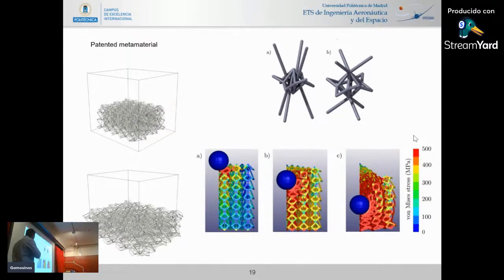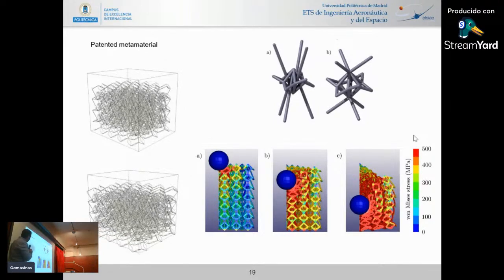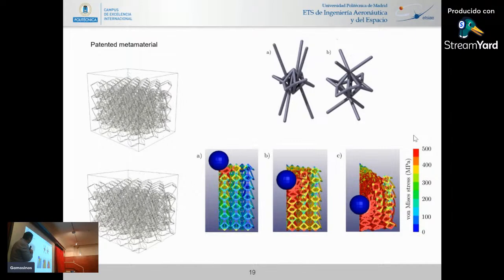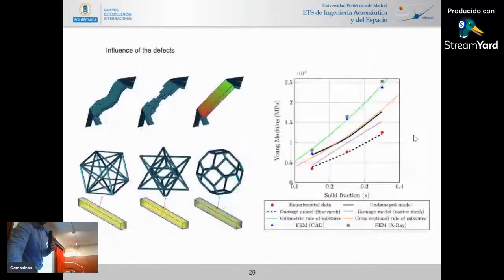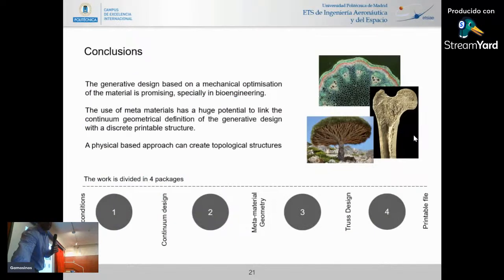We have also in the group patented a metamaterial design that can be auxetic, it means with a negative Poisson ratio, and not auxetic. We have validated with different calculations, in large strain, and we are trying dynamic. And we are also investigating the role of the defects in those structures, because when you 3D print, it is not completely clean. You have some defects that at the end change your mechanical properties. So we are also researching this.